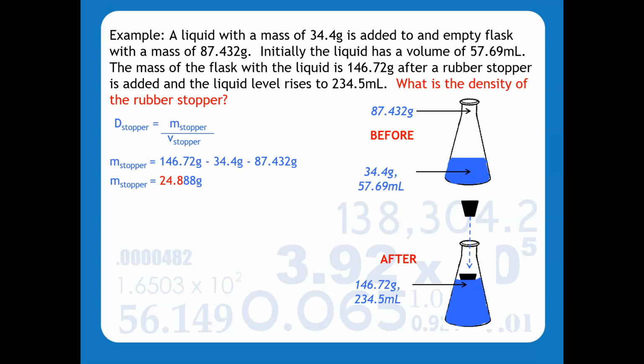That's up next. So to get the volume of the stopper, I am going to do the 234.5 milliliters that the stopper and the liquid occupy, minus just the volume of the liquid, which is 57.69 milliliters. So when I subtract those two, again, I want to pay attention to sig figs. My answer is only going to have one decimal place to the right. So therefore my answer is going to be 176.8. And then I included the 1 there because, again, I want to maintain full calculator accuracy.